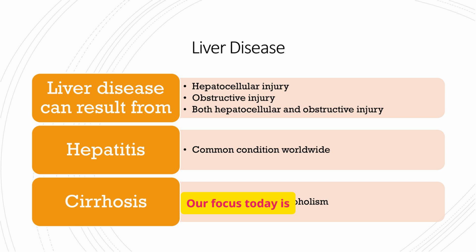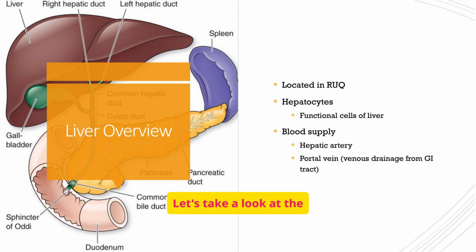Our focus today is liver disease, a significant health concern worldwide. We'll explore the various causes, including hepatocellular injury, obstructive injury, and a combination of both. We'll also discuss common liver diseases like hepatitis and cirrhosis, highlighting their prevalence and underlying factors such as infection and alcoholism. Let's take a look at the liver's anatomy and its surrounding structures.